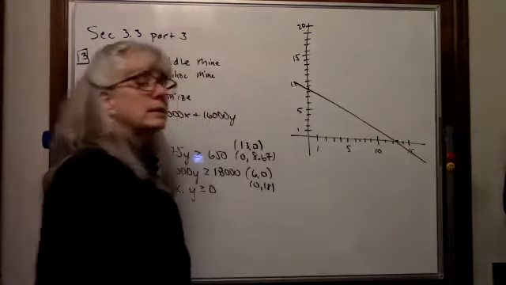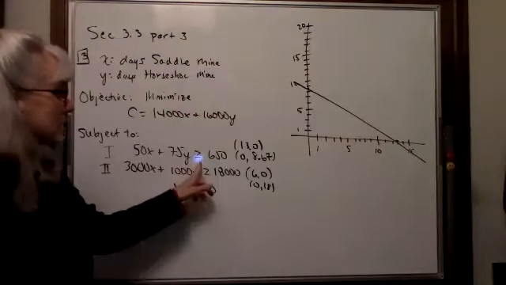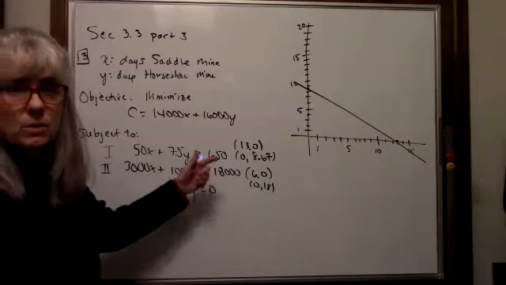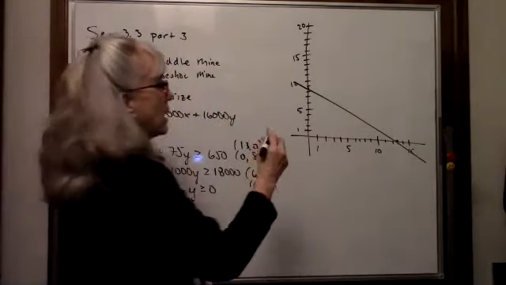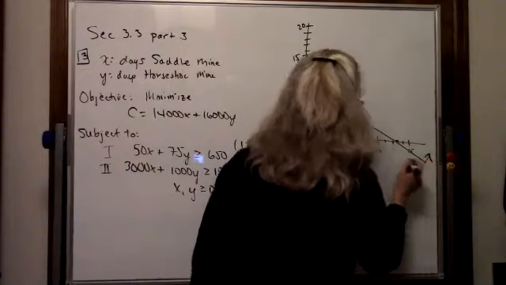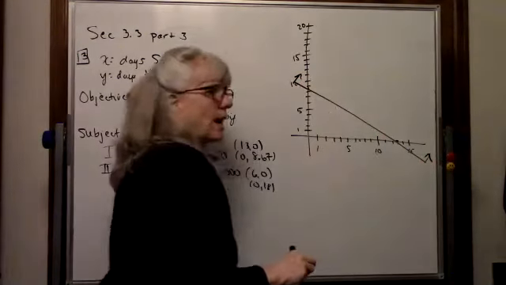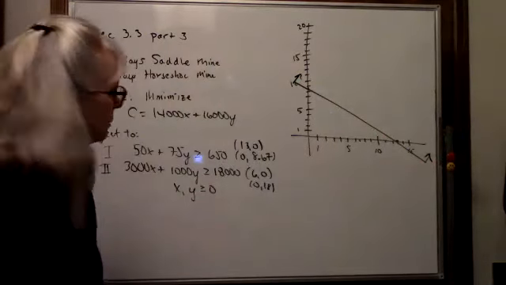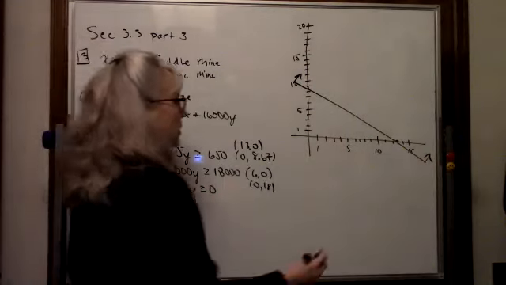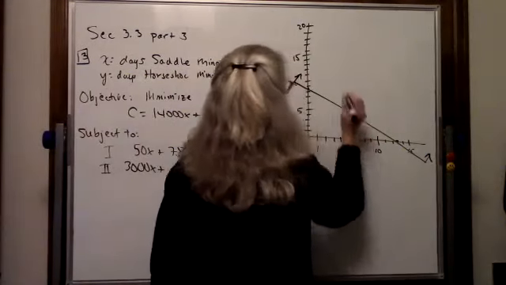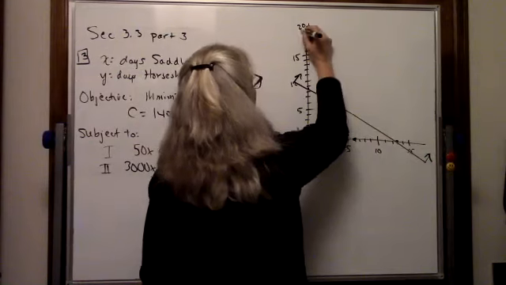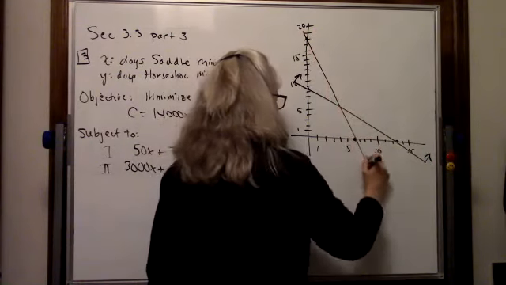Now this time when we test the origin, 0 is not bigger than 650. So instead of shading towards the origin, we're going to shade away. And I know that because it's a cost function. We usually don't have things limiting the cost, unfortunately. For the other one, we're going to cut through on the X-axis at 6, and on the Y-axis, we're at the 18. It does something like that.